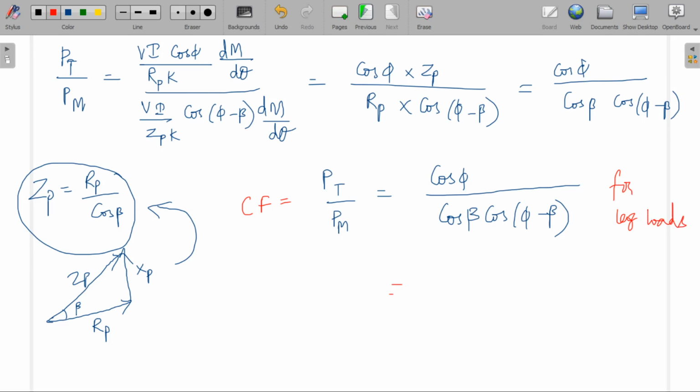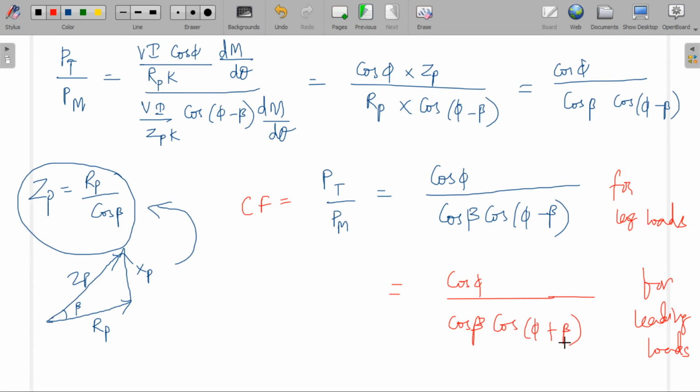The correction factor for leading loads will be cos phi by cos beta into cos of phi plus beta. Why plus here? Because the current leads the voltage by an angle phi. If you draw the phasor diagram, you will get to know that the angle between I and IP will be phi plus beta.